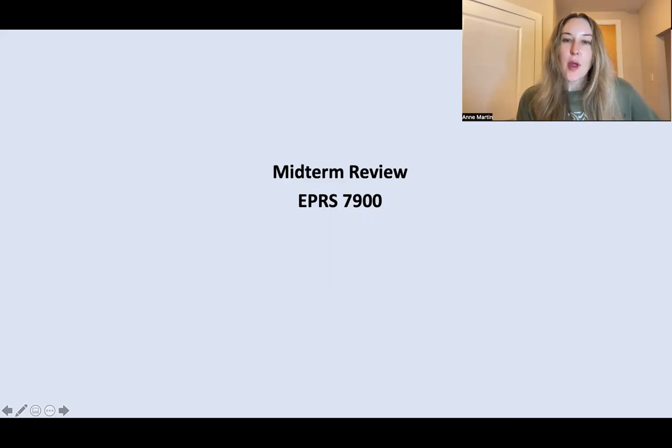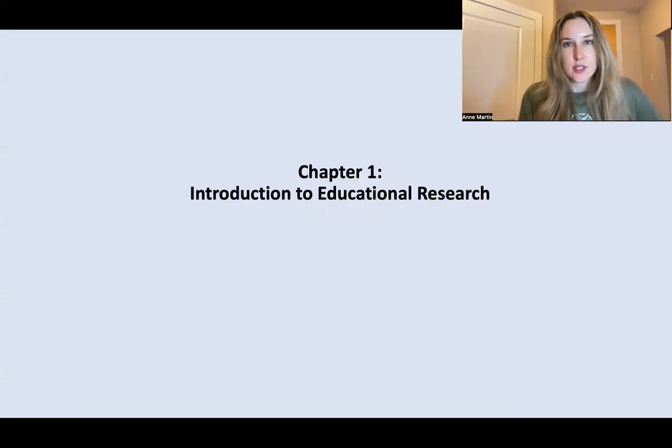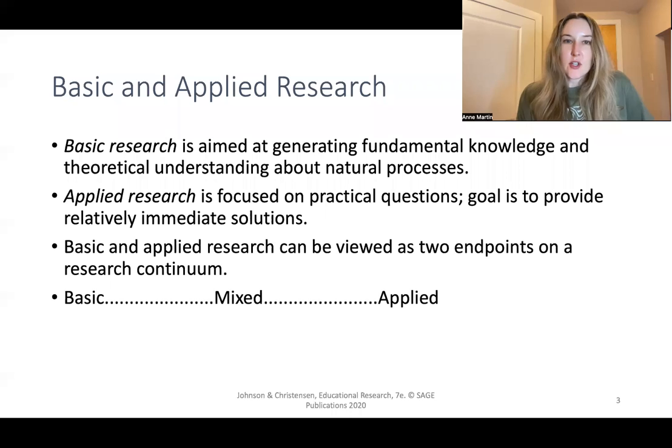So I'm going to go through and point out the things that I want you to take a look at and review some of the key concepts that you are going to need to know. Okay, so for chapter one, the main thing that we went over are the 4 types of research: basic research, applied research, evaluation research, and action research.